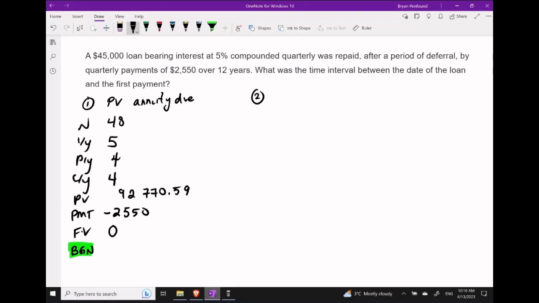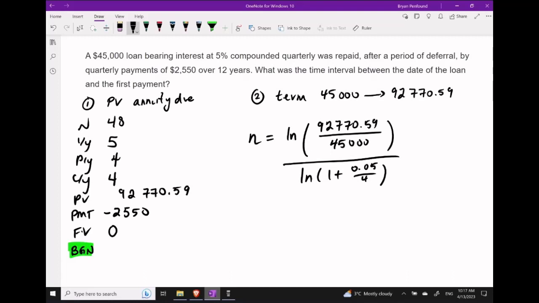So in part 2 of our problem, we need to figure out how many compounding periods it takes for us to grow the initial loan of $45,000 up to that future value of $92,770.59. Here we can apply the formula for N from our usual compound interest section.